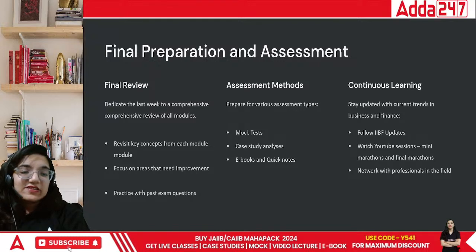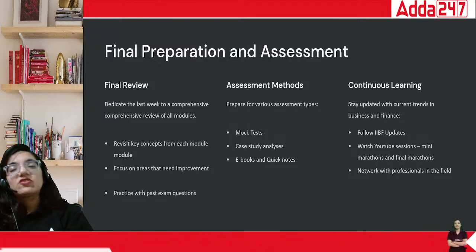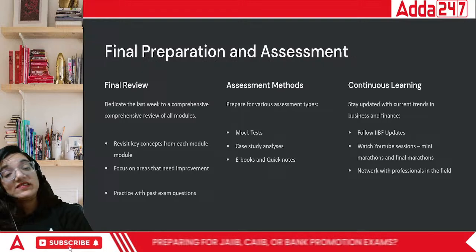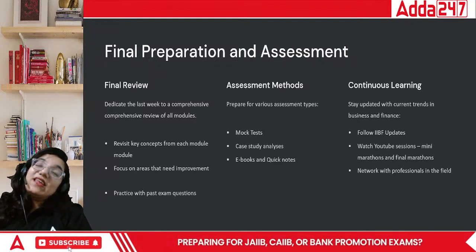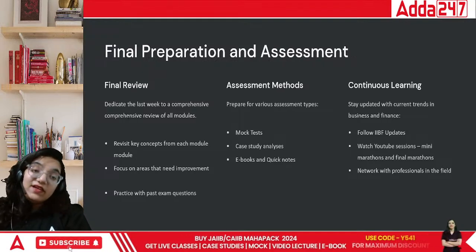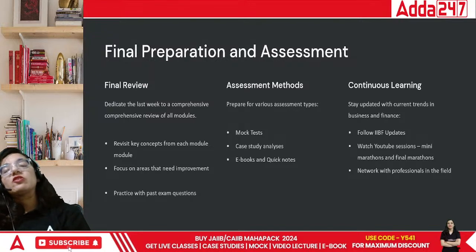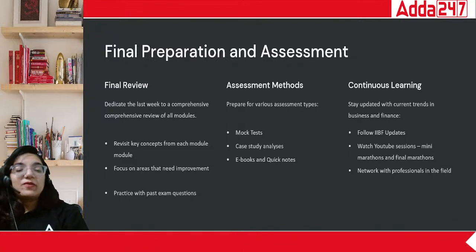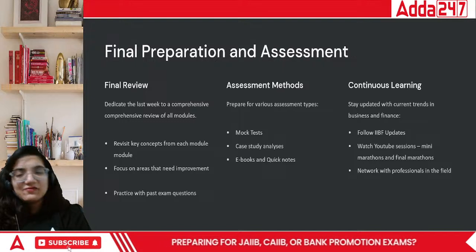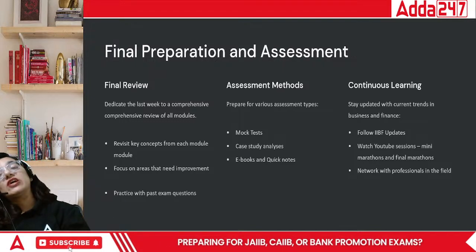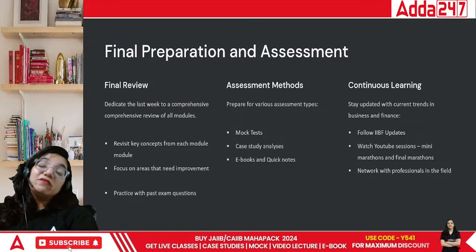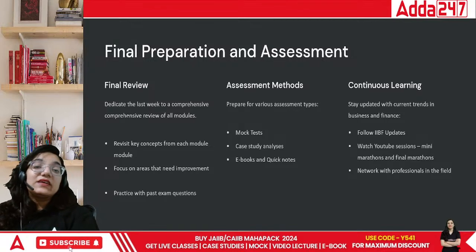Now, final assessment should be based upon revising the concept individually, chapter wise, and then give test. Focus upon the areas where you have a weaker learning process, or you're not able to learn properly, and then practice previous year questions. We have shared it in our Telegram channel as well, everyone, so you can find the previous year questions there.